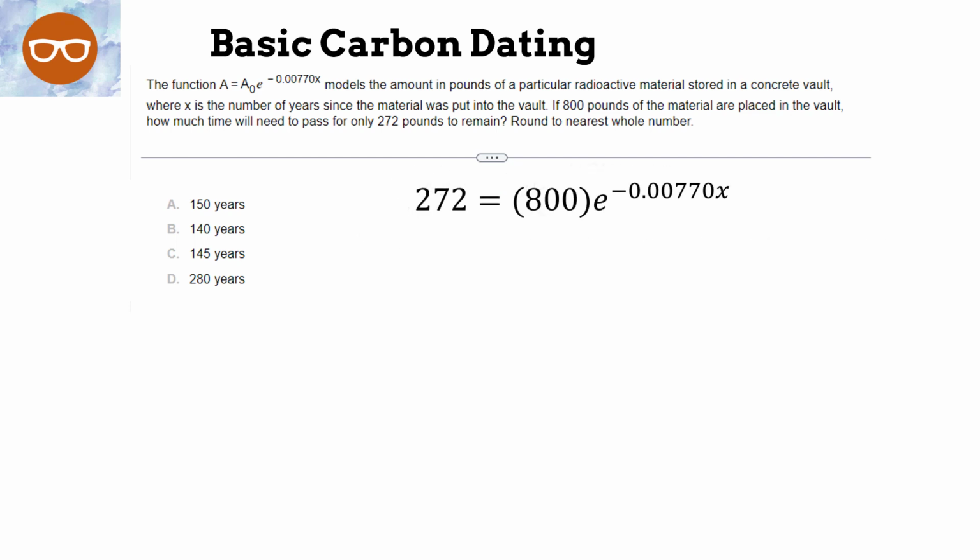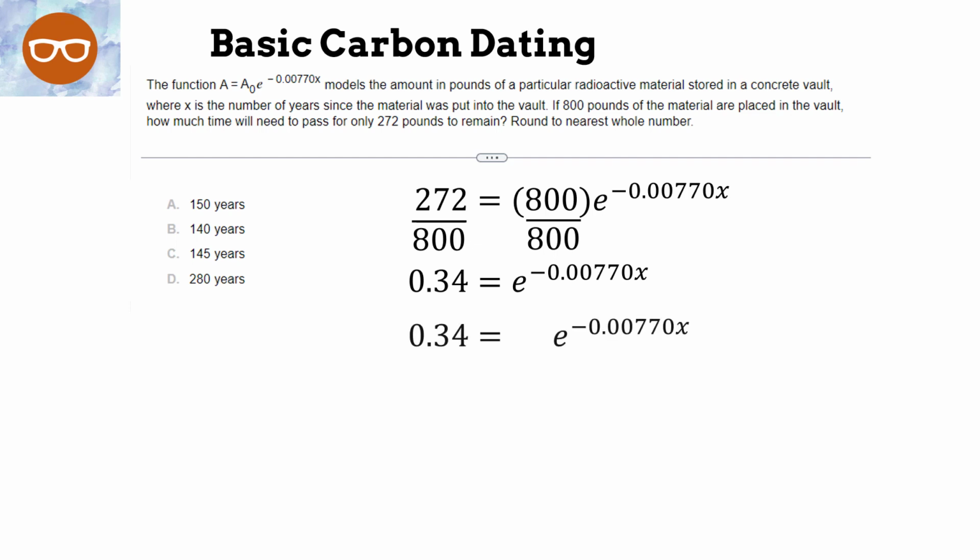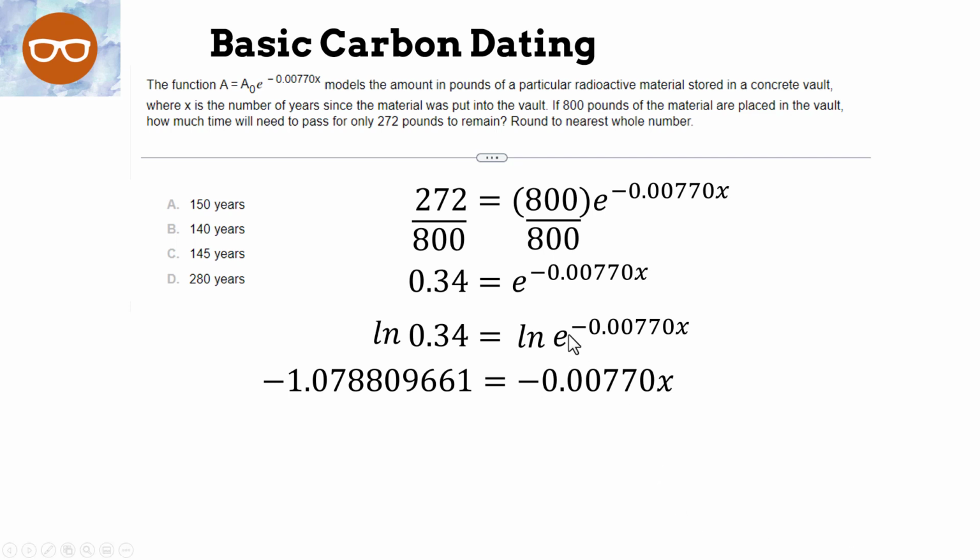First thing we're going to do is divide by 800 on both sides. This gives us 0.34 equals e to the negative 0.00770x. To get rid of the e, or to cancel the e, we're going to take the natural log of both sides. The natural log of 0.34 is negative 1.078809661 equals. Now on the right side, natural log and e cancel each other.